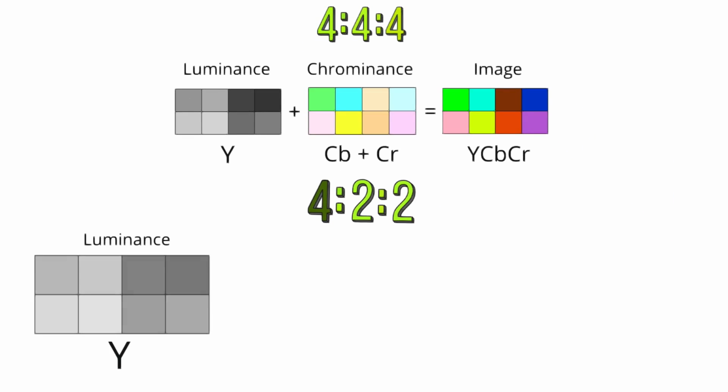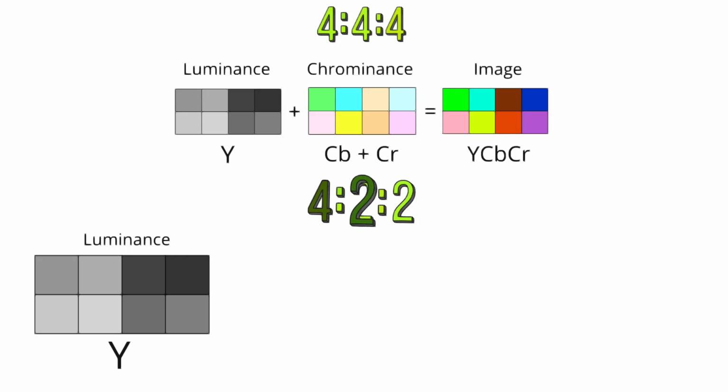4 represents the luminance sampling rate. This means for every 4 pixels in our row, we have 4 separate pieces of luminance information. We don't reduce the brightness information because our eyes are very sensitive to it.